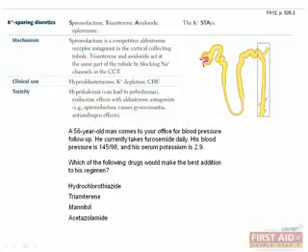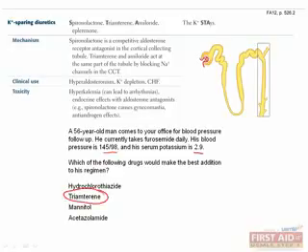He currently takes furosemide daily. His blood pressure is 145/98 and his serum potassium is 2.9. Which of the following drugs would make the best addition to his regimen? Hydrochlorothiazide, triamterene, mannitol, or acetazolamide? If you said triamterene, you're correct.